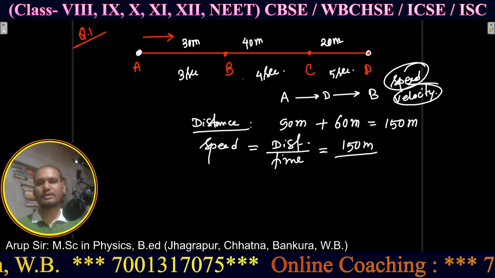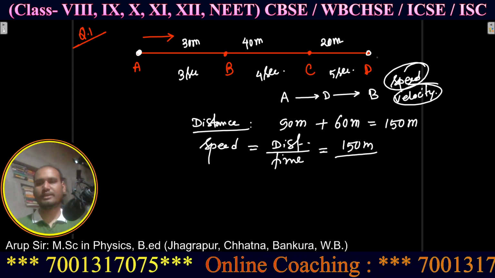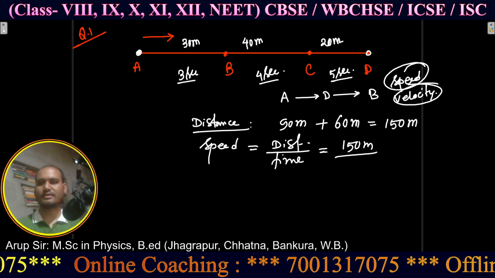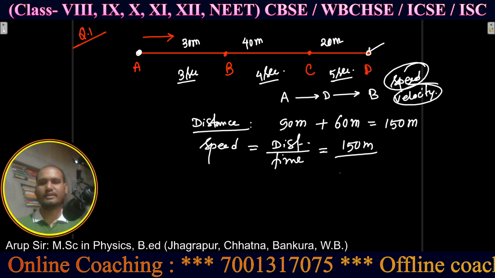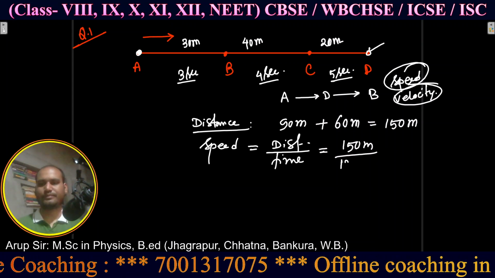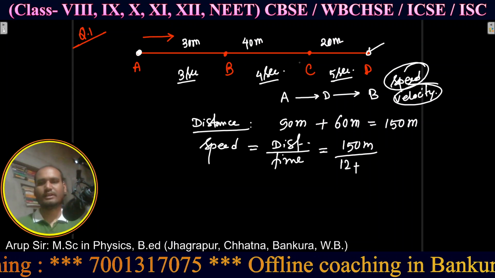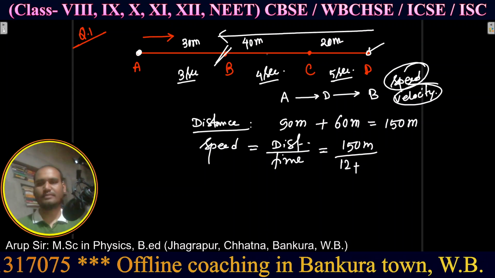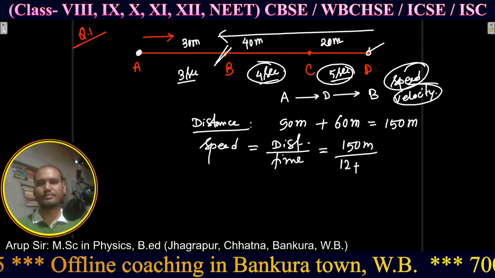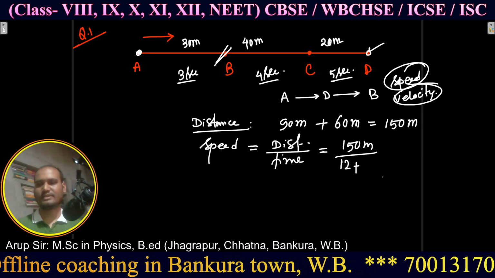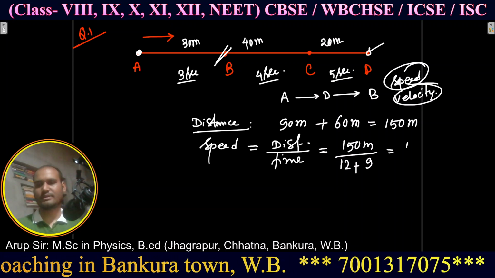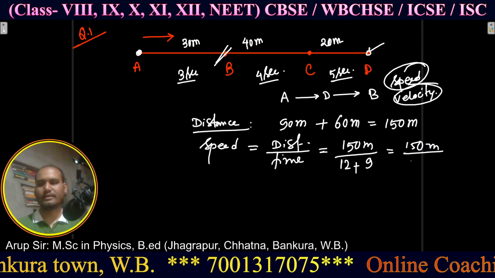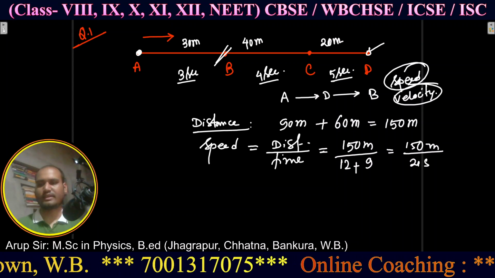So total time means how much it is moving A to D. For A to D, 3 seconds plus 4 seconds plus 5 seconds, then it is reaching D. That is 12. Now it is returning to B, this point. So how much time? That is 5 plus 4, which is 9. So 12 plus 9, how much are we getting? 150 meters divided by 21 seconds.